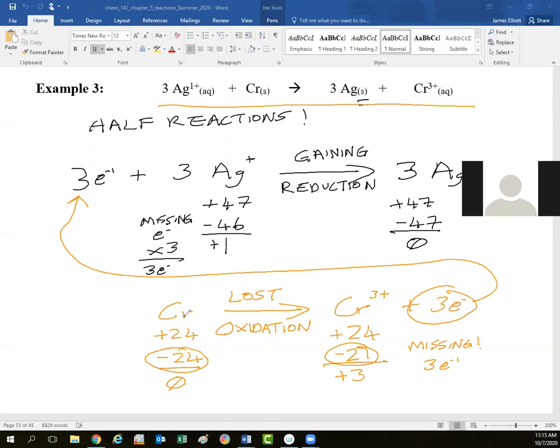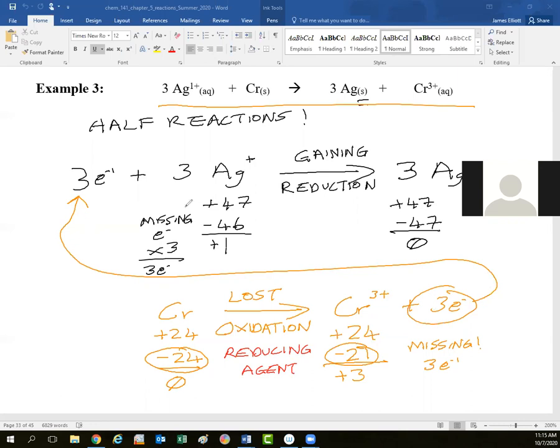And so the chromium, which is being oxidized, is supplying the electrons to make the reduction happen. And so we sometimes call the chemical oxidized a reducing agent, like a Hollywood agent who makes all the deals for an actor. The reducing agent is supplying the electrons to make that reduction happen.